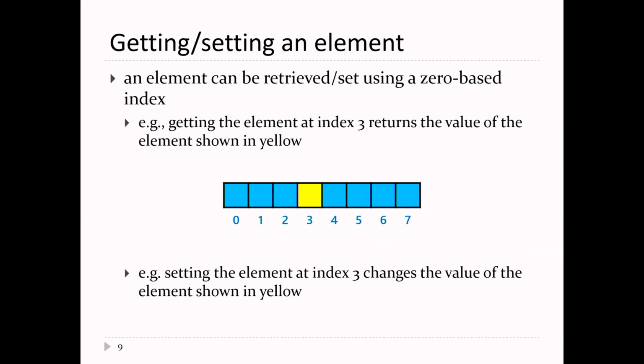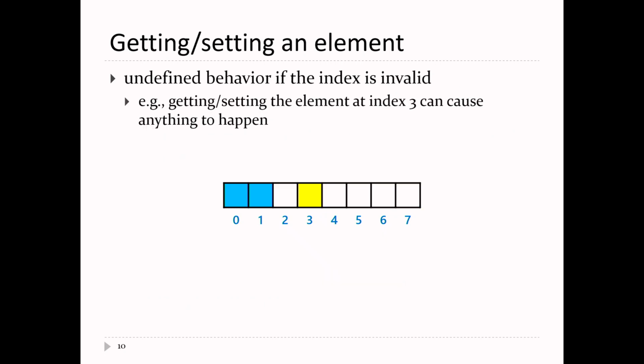So to get or set an element, you're just going to use the index. If I want to get the yellow element, I would just ask the list for the element at index 3. If I wanted to change that element to something else, I would ask the list to set the element at index 3 to some value. Typically, you're not allowed to set or get an element at an invalid index. So for this list whose size is 2, I can't ask for or set the element at index 3, unless this is a bash array, in which case you can. But this isn't bash, so we're not doing it that way.